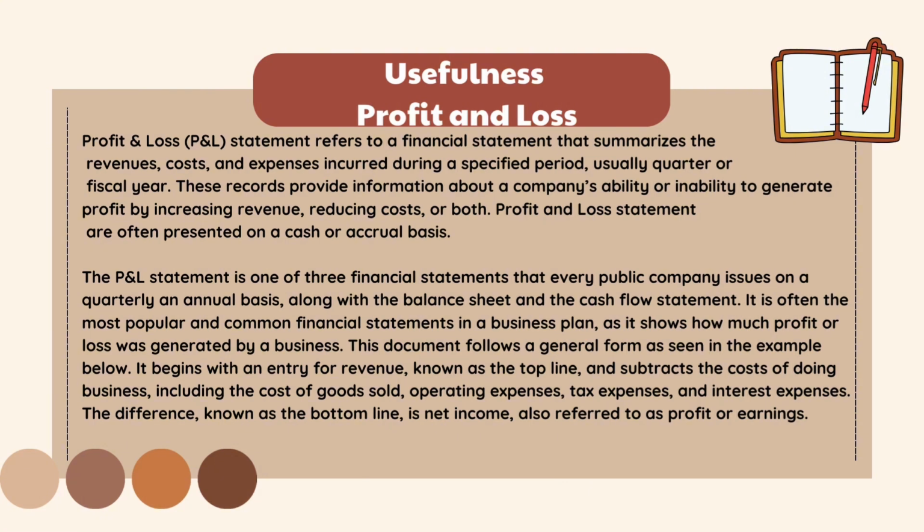It begins with an entry for revenue, known as the top line, and it subtracts the cost of doing business, including the cost of goods sold, operating expenses, tax expenses, and interest expenses. The difference, known as the bottom line, is net income, also referred to as profit or earnings.